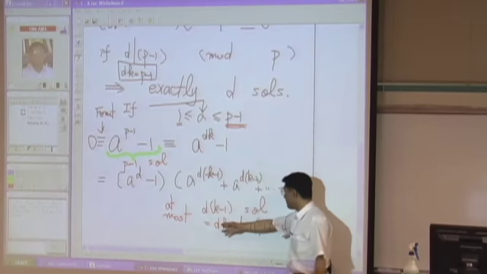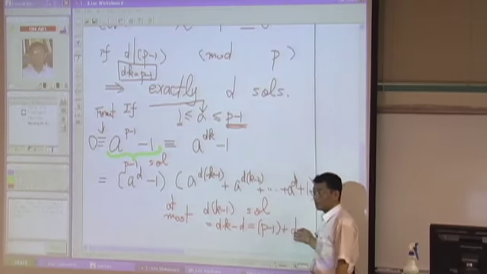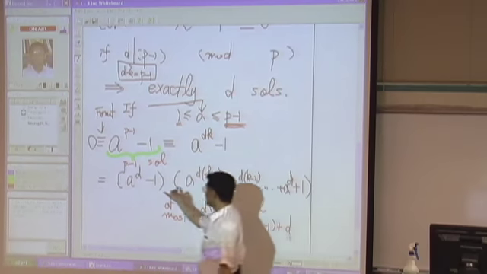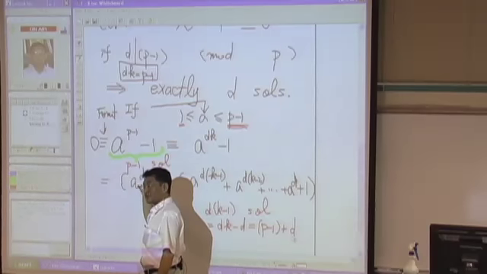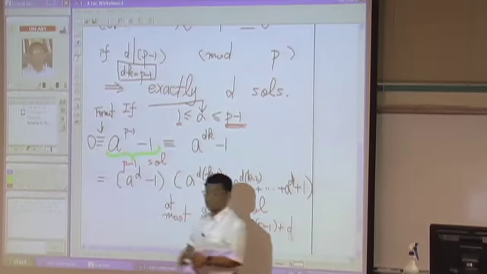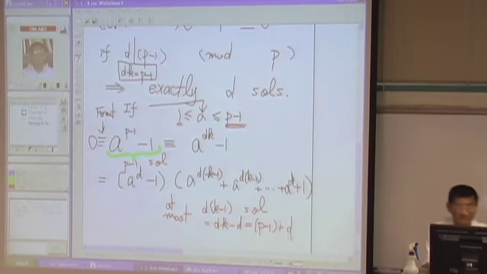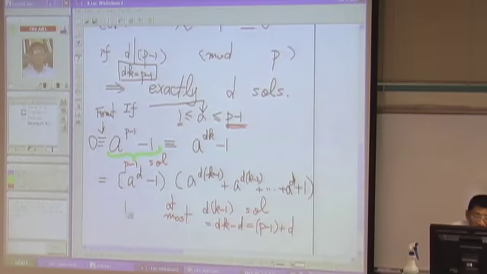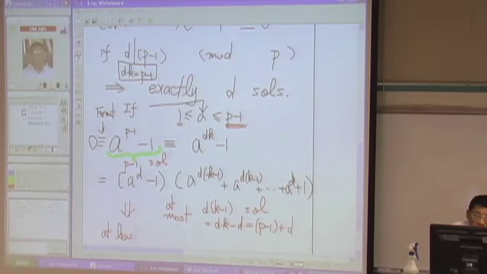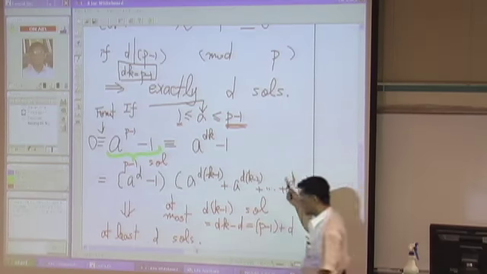But this has at most these many solutions, right? That means this has how many solutions? At least these solutions, right? At least, because of this situation, this has at least these solutions. If you don't understand this reasoning, ask me.